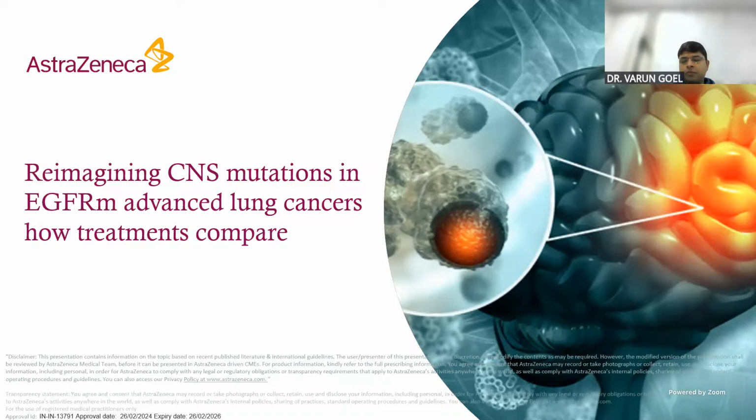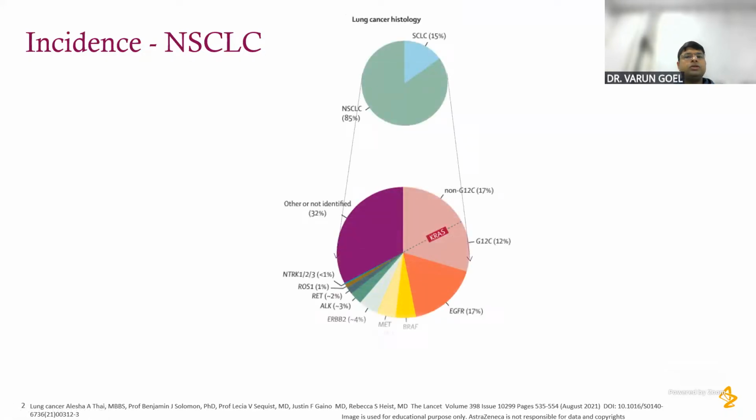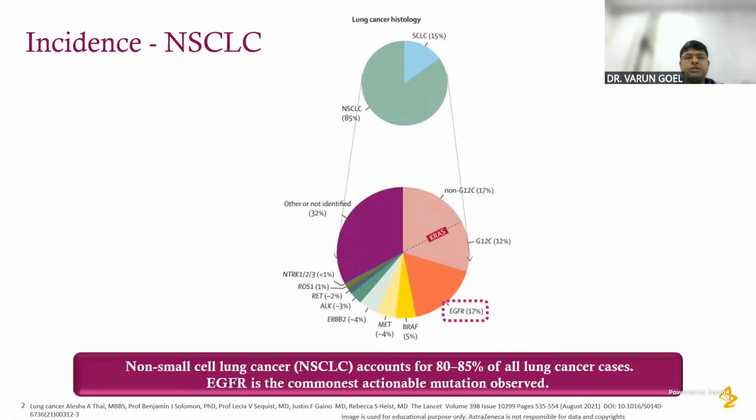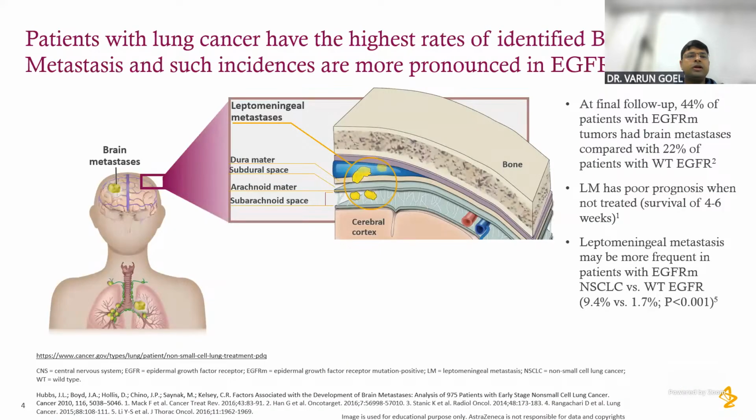So next topic, and today's last topic. It is regarding reimagining CNS management, and regarding EGFR mutation in advanced NSCLC patients, how treatments compare, and what should be our approach to manage these patients efficiently. So we have already discussed the NSCLC incidence. It is the second most common cancer in men. Overall, it is the fourth most common cancer, highly prevalent, and associated with high mortality. So there is still a high unmet need.